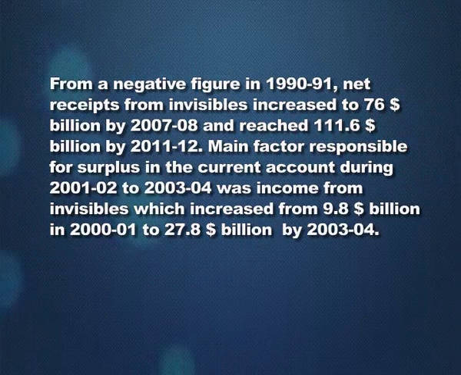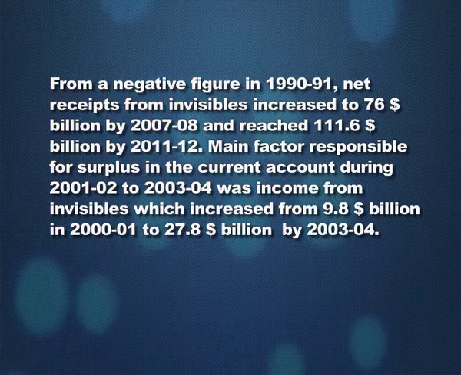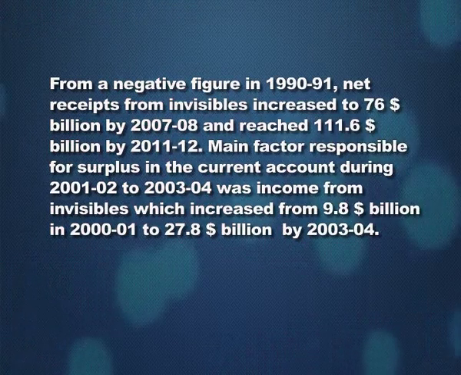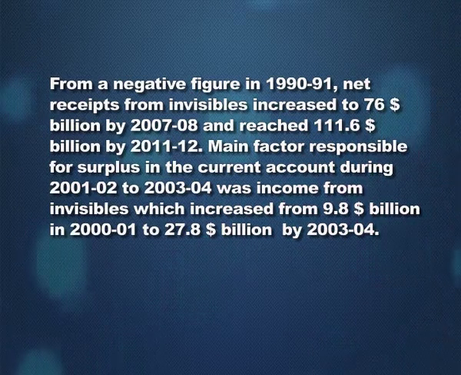Main factor responsible for surplus in current account during 2001-2 to 2003-4 was income from invisibles, which increased from $9.8 billion in 2000-2001 to $27.8 billion by 2003-4. This was much larger than deficit on the trade account during the 3 years.